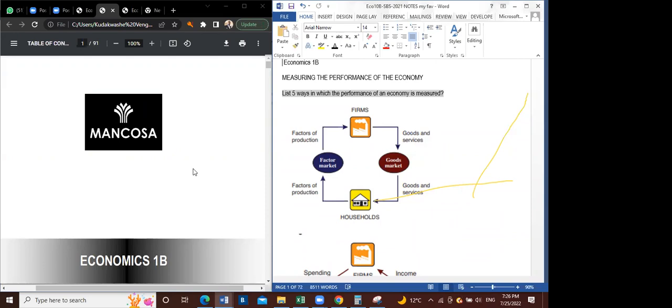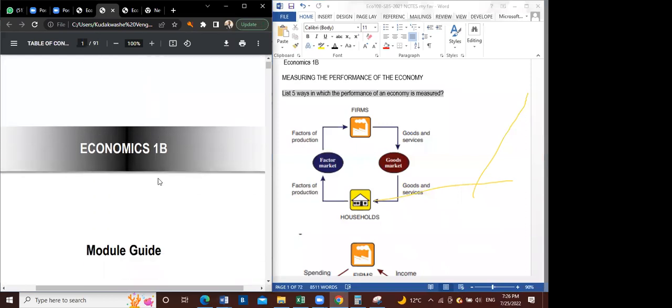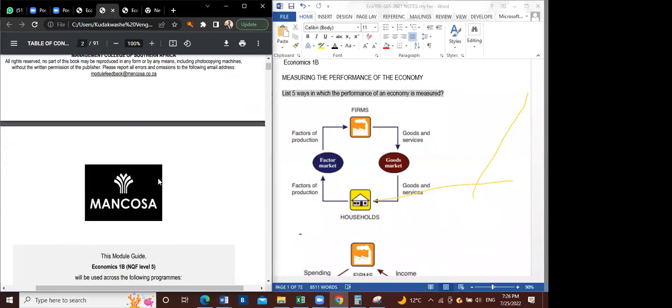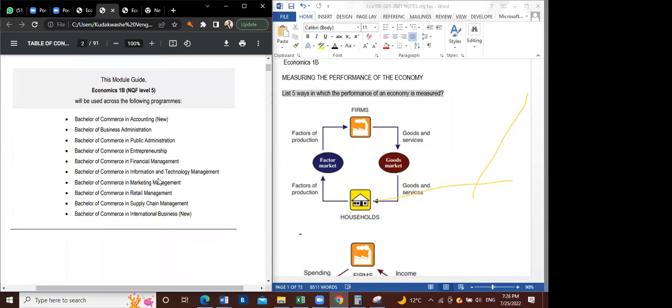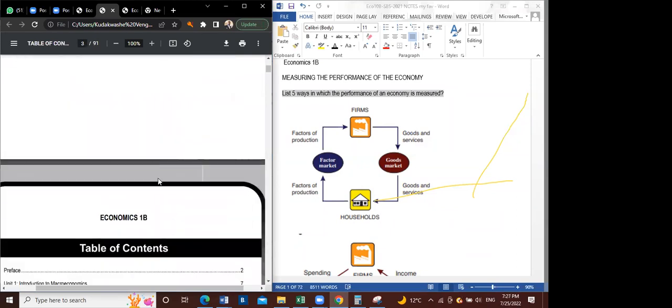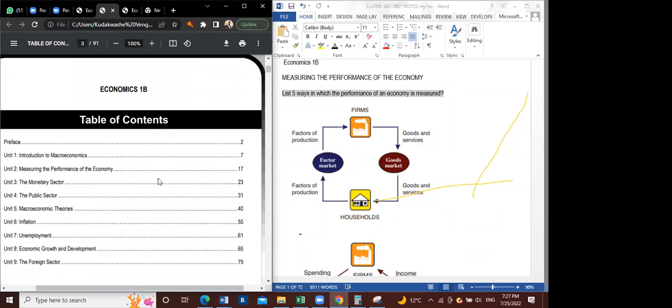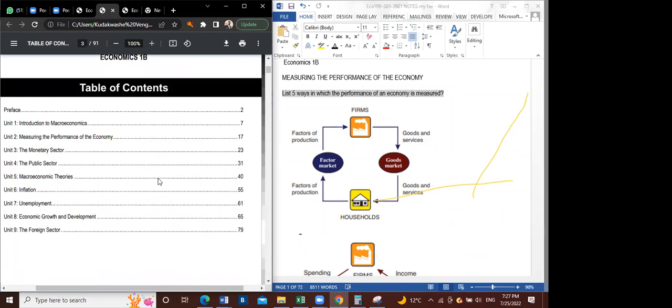All right, so with Economics 1B, it's quite different from Economics 1A. Economics 1B deals with macroeconomics. I'm sure you can see on the left-hand side of your screen the module of Economics 1B, which deals with macroeconomics. And when we're dealing with macroeconomics, it's different from what we were dealing with in terms of microeconomics.